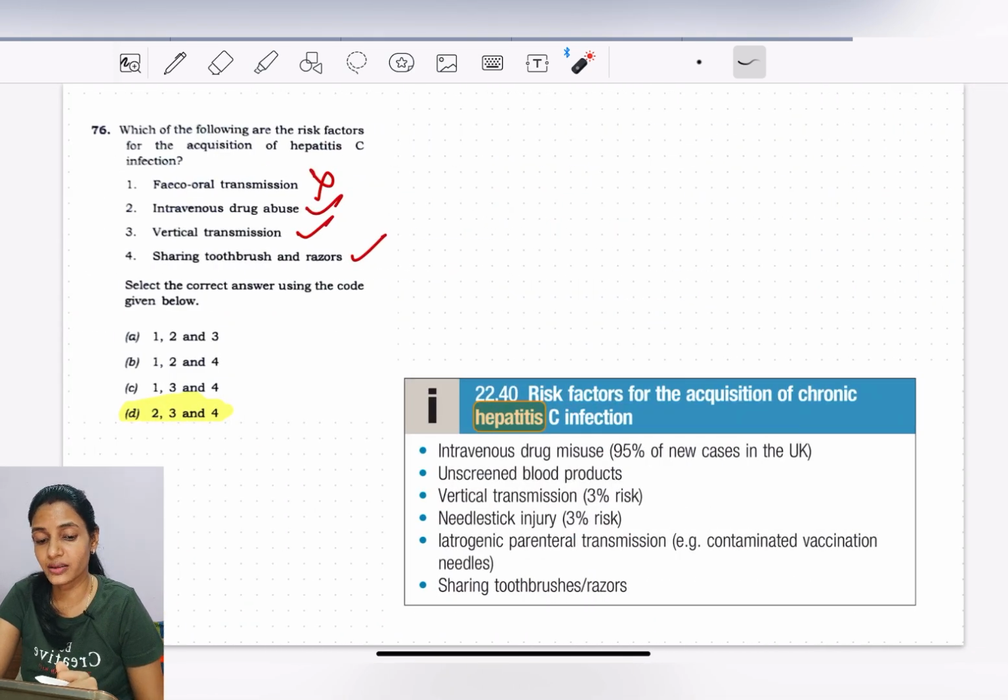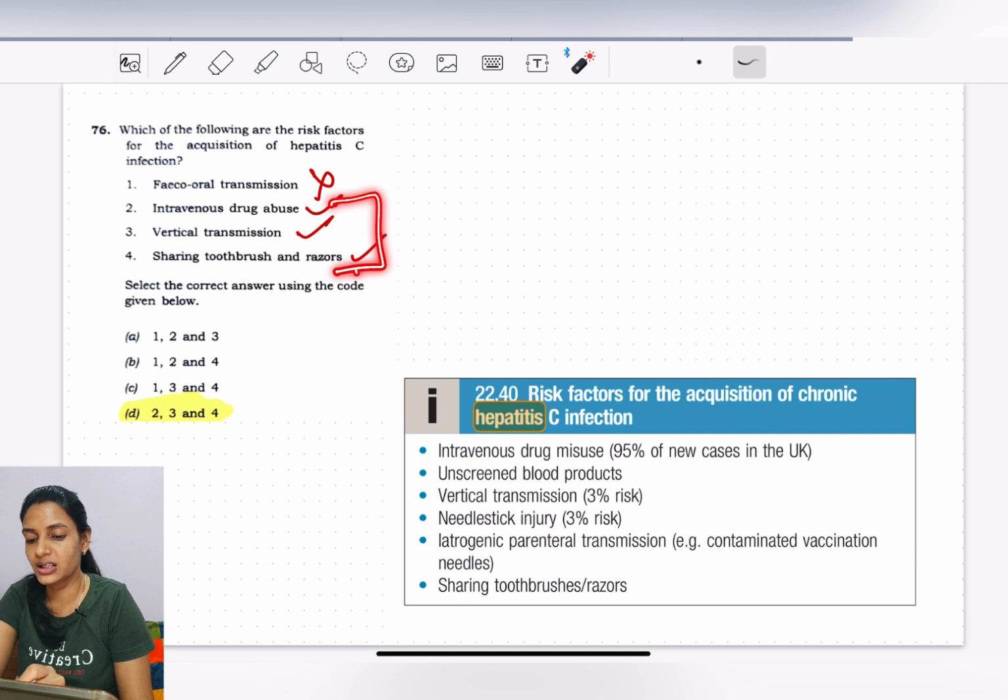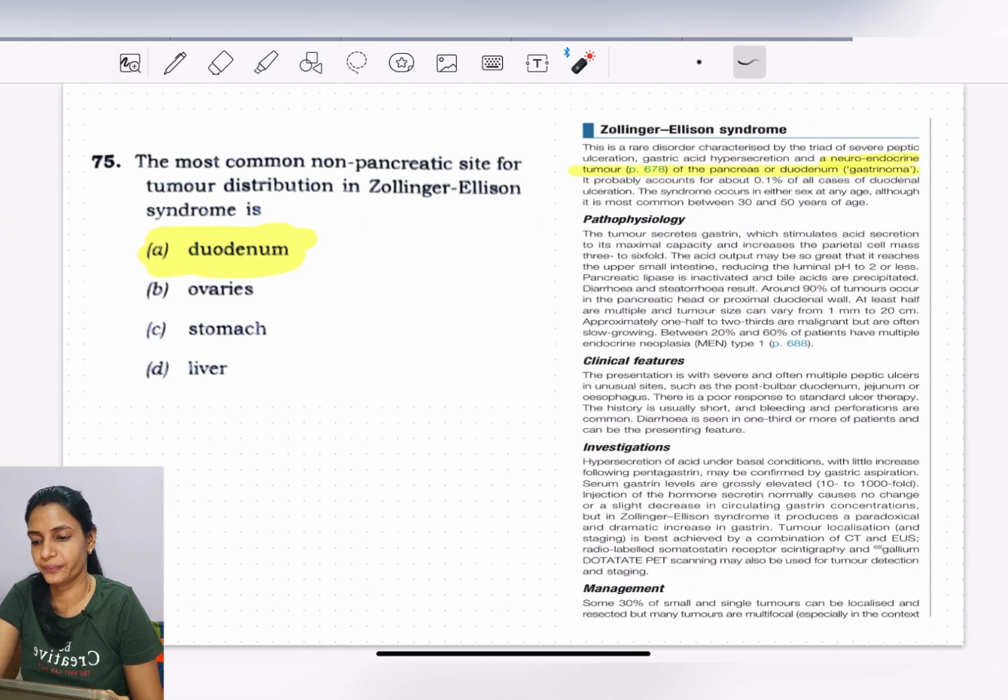Which of the following are the risk factors for acquisition of chronic hepatitis C? So IV drug misuse, unscreened blood products, vertical transmission, needle stick, iatrogenic parenteral transmission, and sharing toothbrushes and razors. So these 3 statements are true. Fecal-oral transmission is not there in the case of hepatitis C. So answer is 2, 3 and 4.